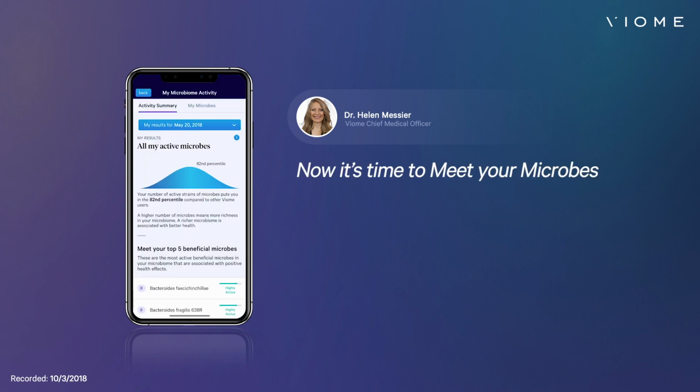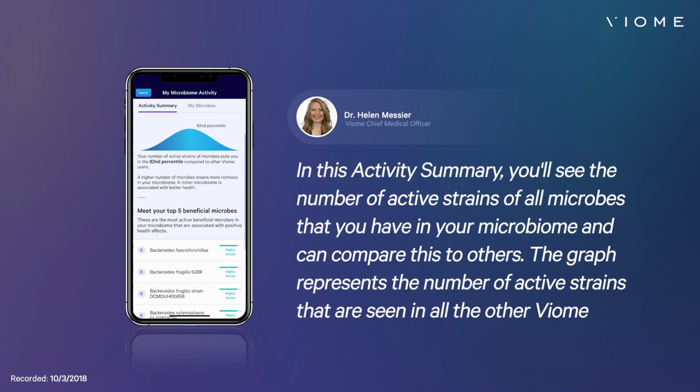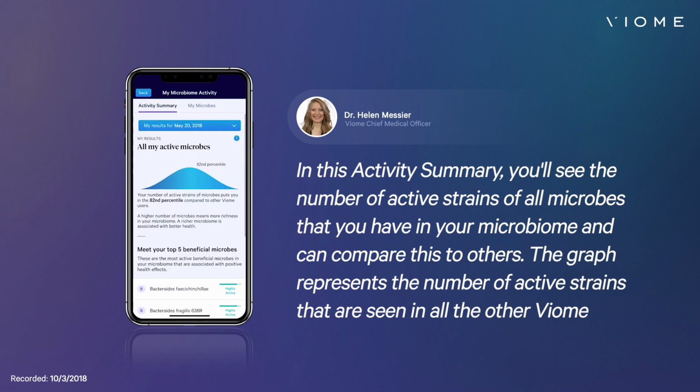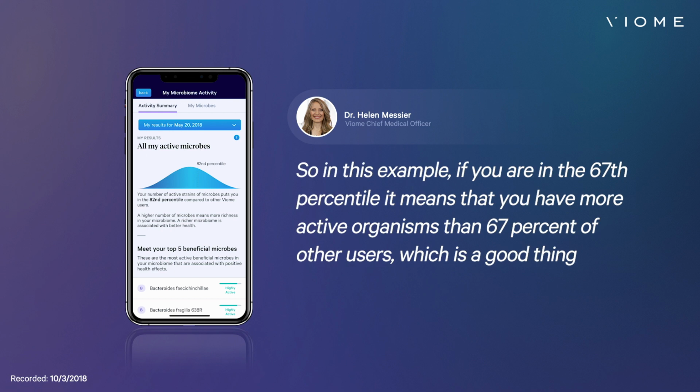Now it's time to meet your microbes. In this activity summary, you'll see the number of active strains of all microbes that you have in your microbiome and can compare this to others. The graph represents the number of active strains that are seen in all other Viome users, and the line shows where your microbiome falls. So in this example, if you're in the 67th percentile, it means that you have more active organisms than 67% of other users, which is a good thing.